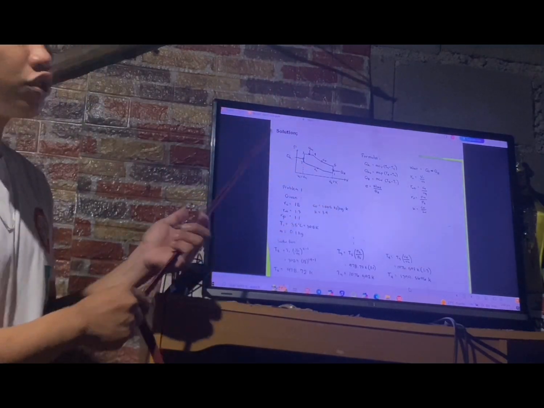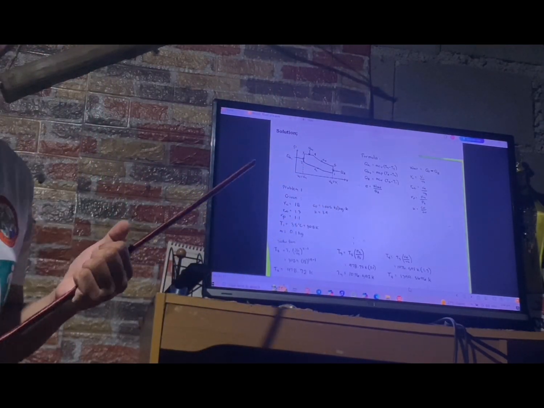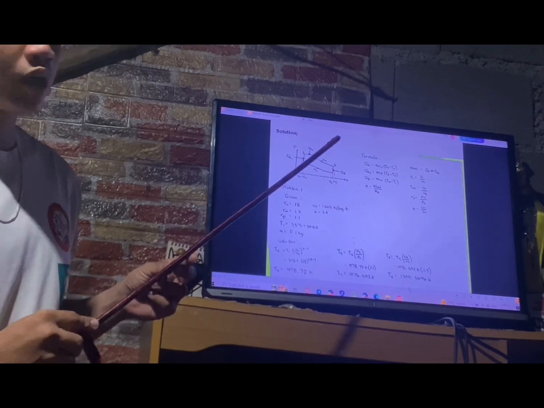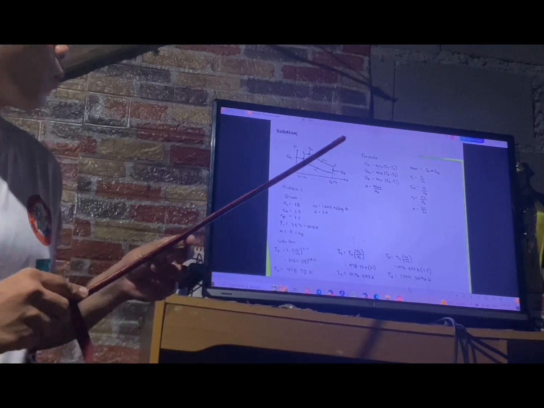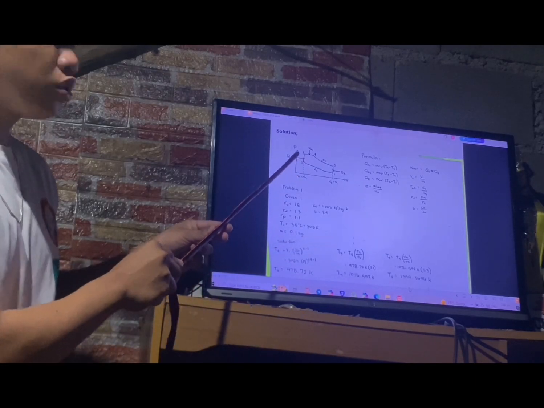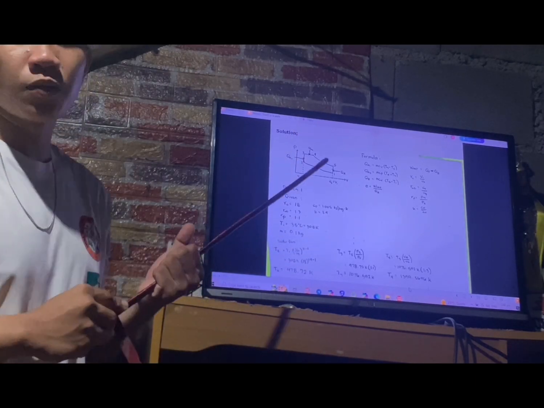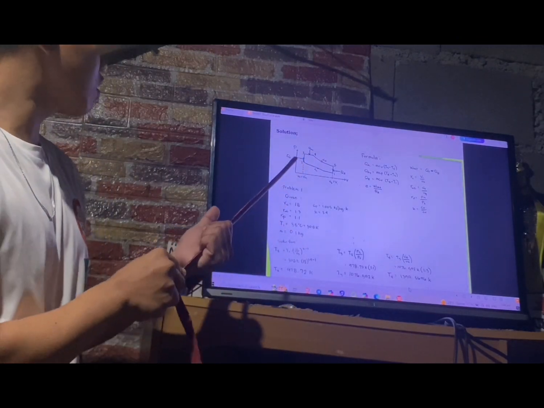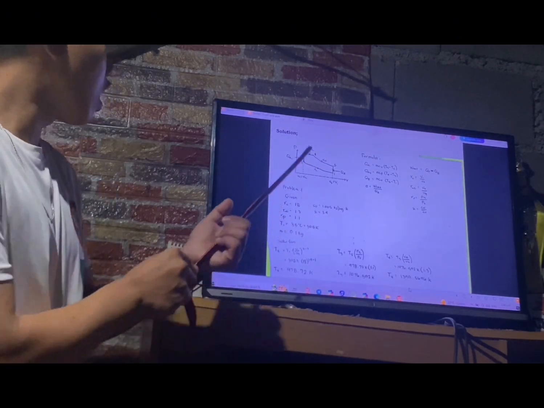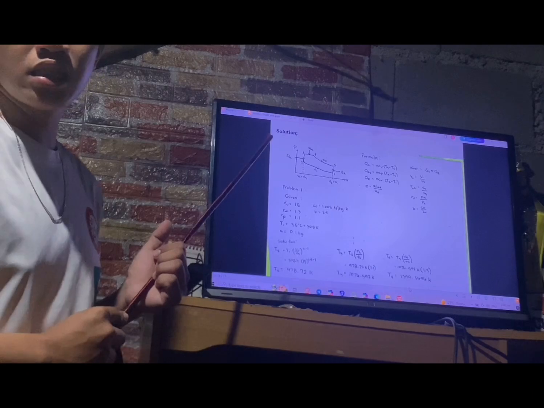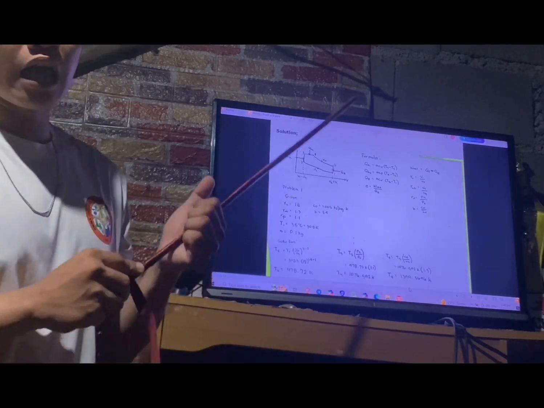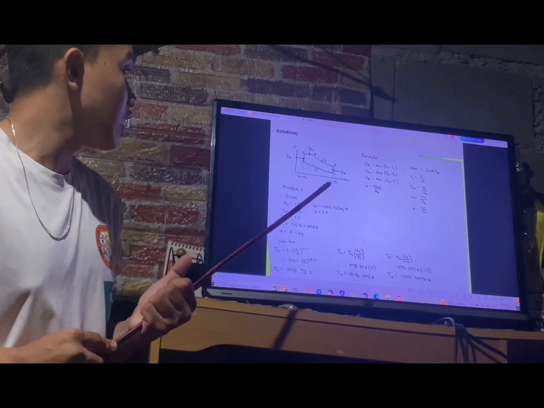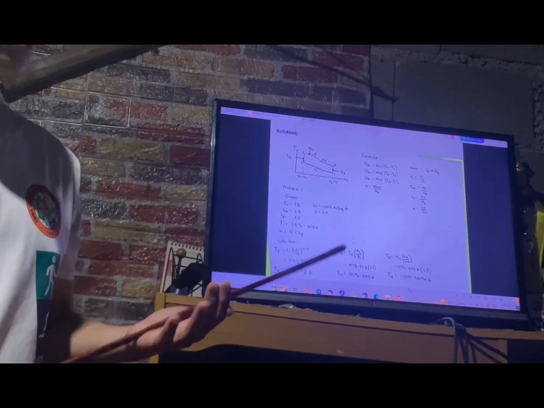Here is the illustration of the dual cycle. Process 1 to 2 is isentropic compression. Process 2 to 3 is the constant volume heat addition. Process 3 to 4, constant pressure heat addition. Process 4 to 5 is isentropic expansion. And process 5 to 1, to complete this cycle, is constant volume heat rejection.